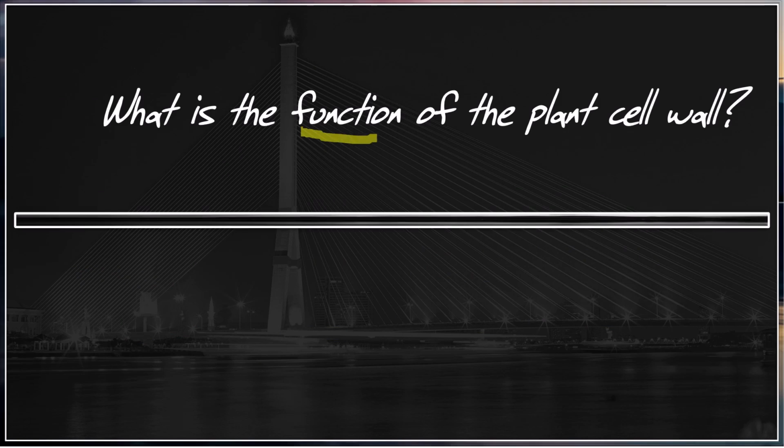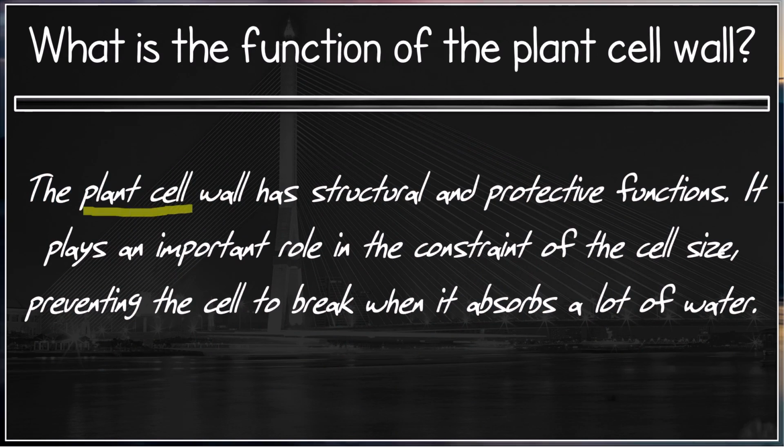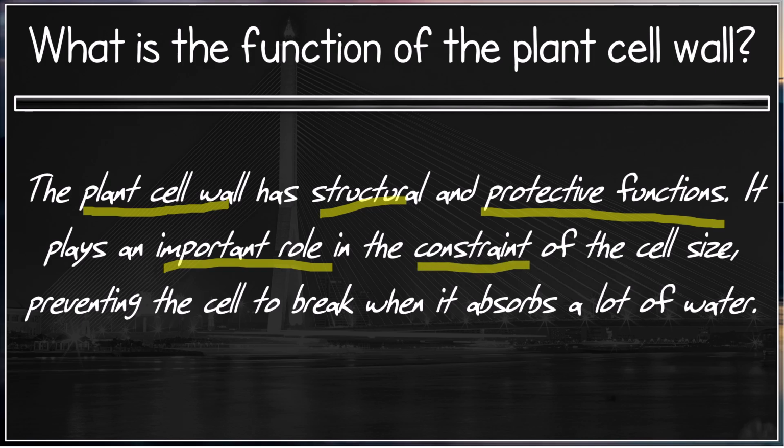What is the function of the plant cell wall? The plant cell wall has structural and protective functions. It plays an important role in the constraint of the cell size, preventing the cell from breaking when it absorbs a lot of water.